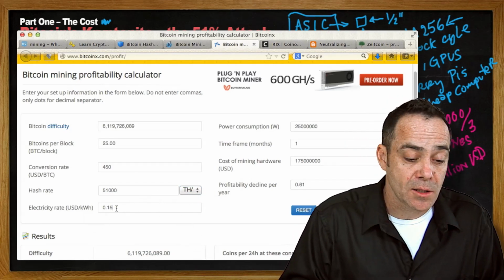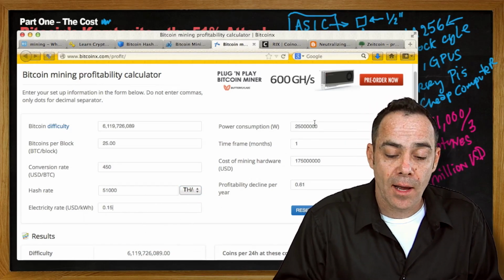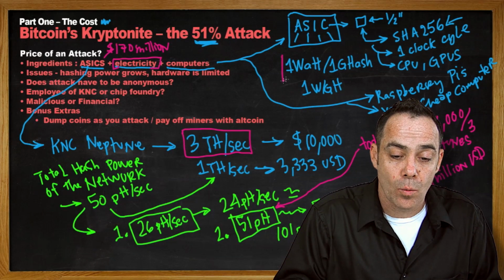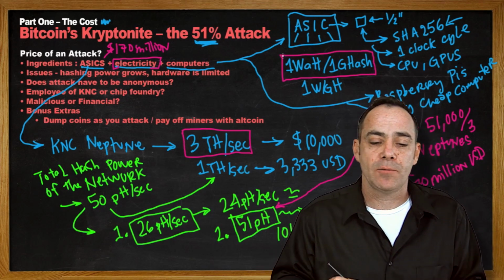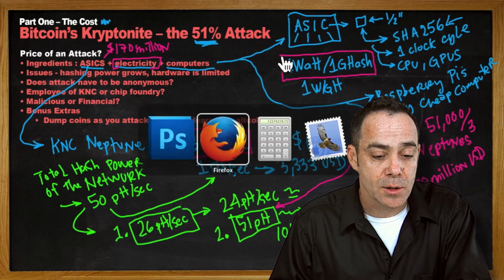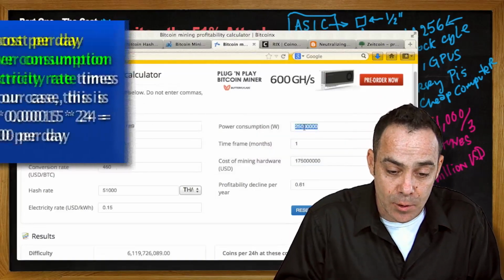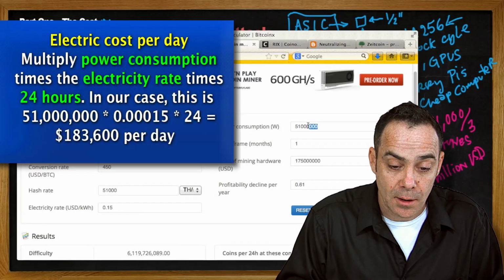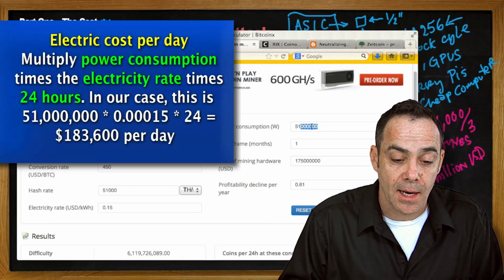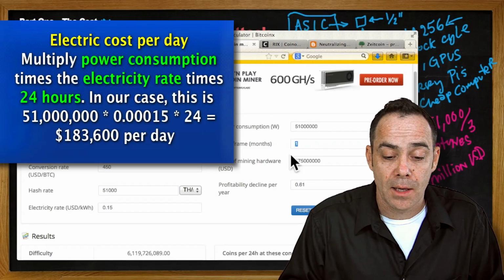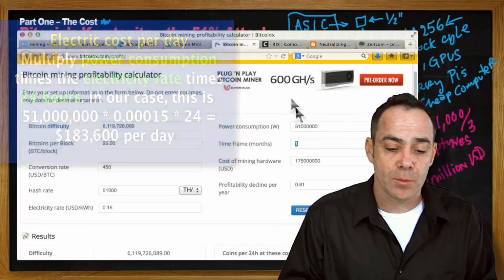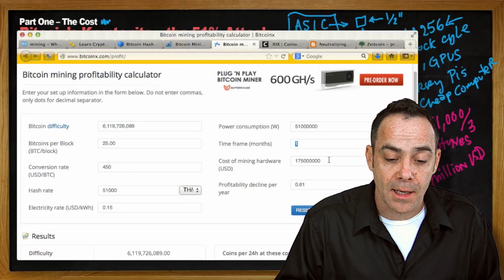The electricity rate is about 15 cents per kilowatt hour. And for power consumption, remember, we're going to assume that it's 1 watt per gigahash. You can actually do better than that, but this will up the price if we assume 1 watt per gigahash. And so that's fairly easy to calculate, and this number is not correct. We would need 51 million because here's gigahashes, here's terahashes, and here's petahashes. And the time frame, well, months. We don't really care. We could put in whatever number we want because this thing will give you the price per day and the cost of our mining hardware.